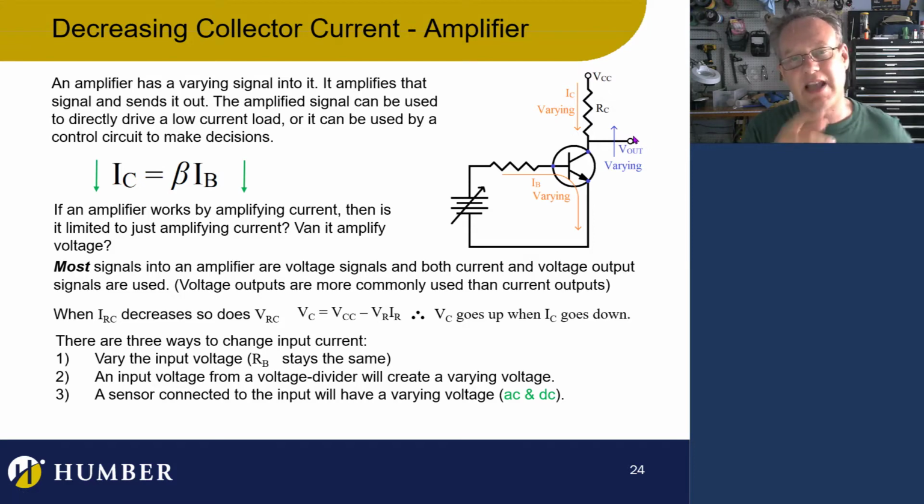So a BJT as an amplifier gives us the ability, as a switch as well, but more so as an amplifier, to change the voltage output depending on the current going through. And actually, I change the current going through by changing the voltage going in. So essentially, I'm taking a changing voltage going in. Right here, I've got a picture of a varying voltage going in, which creates a varying voltage going out.